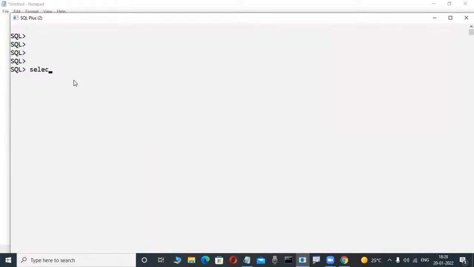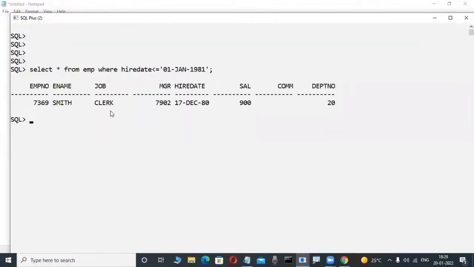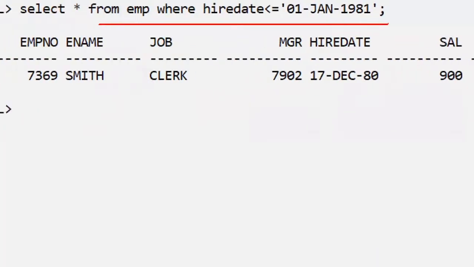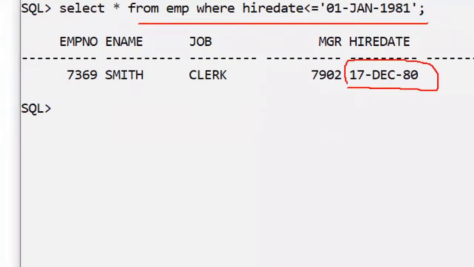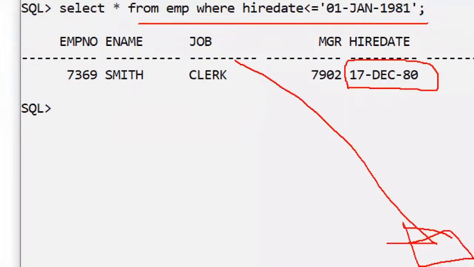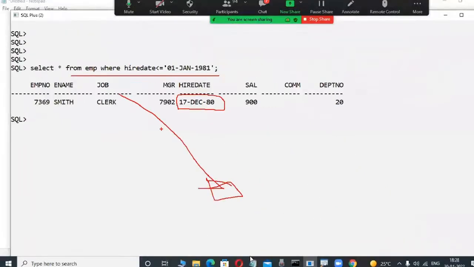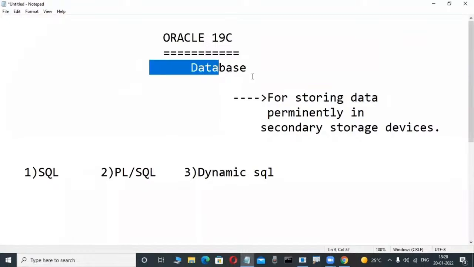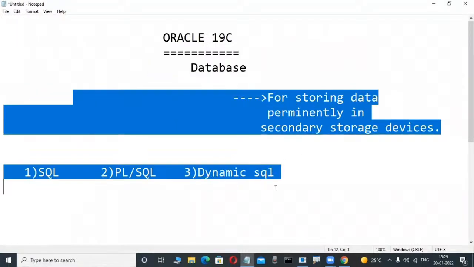These are called queries. Observe: select star from table name where hire date is less than or equal to 1st January 1981, like this. Just by writing the query, the data is displayed automatically. With a single line of code, the employees who joined before 1981 are automatically retrieved from the database. That's why efficient data retrieval is so powerful, and it is possible only through these databases and languages.